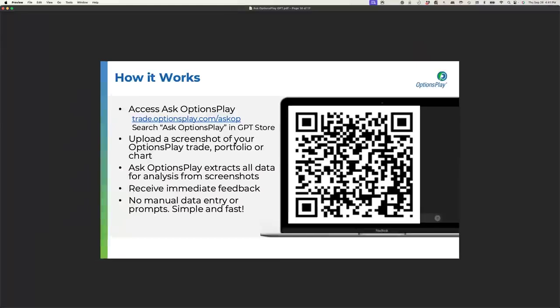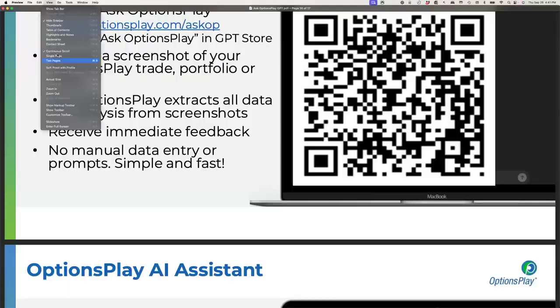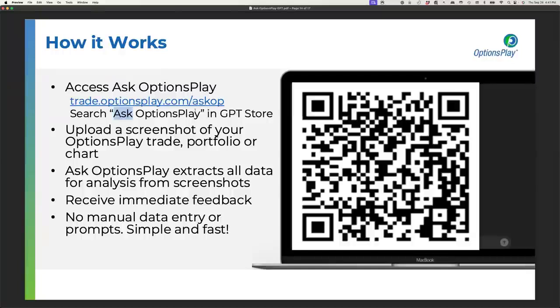So first of all, I already saw a question asking us, is this something that we have to pay extra for? And the answer is no. Oh, there we go. I don't know why it just updated now. This is available for free to everyone by either going to the link trade.optionsplay.com/askop, or you can simply search for Ask Options Play in the ChatGPT store. I'll show you how to do that here, or you can just point your phone to that QR code on the screen. Any of these three methods will get you to the Ask Options Play trading assistant within the ChatGPT store.